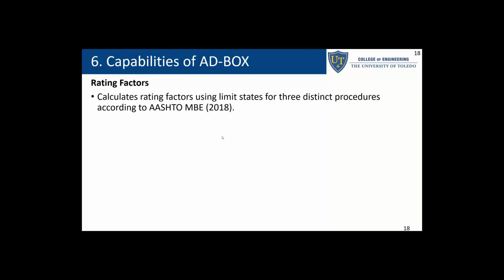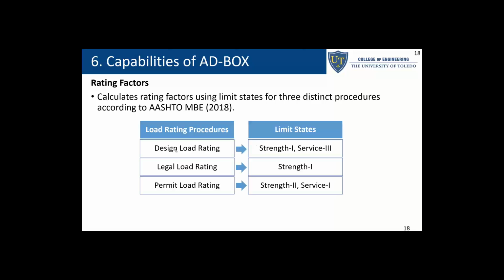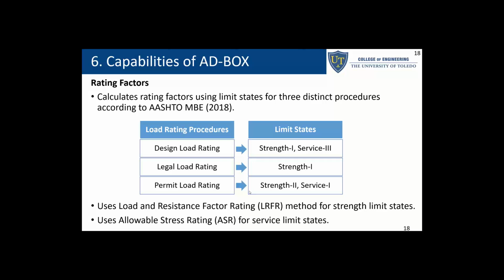So finally, AdBox calculates the final load rating factors using limit states for 3 distinct procedures. The procedures are design load rating, legal load rating, and permit load rating. Design load rating is performed using the strength 1 limit state, and an additional check is done for inventory loading using the service 3 limit state. And legal load rating is performed using the strength 1 limit state. And finally, permit load rating is performed using the strength 2 limit state, and an optional load rating is also done using the service 1 limit state for permit vehicles. These load ratings are performed using the load and resistance factor rating method for strength limit states, and allowable stress rating methods for service limit states.